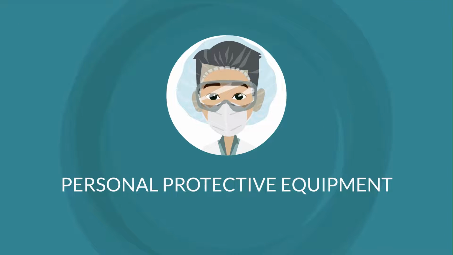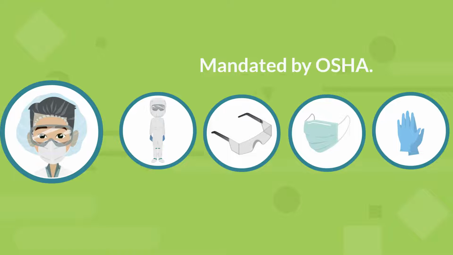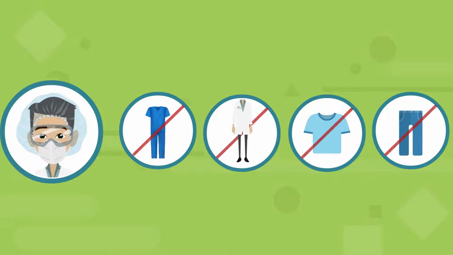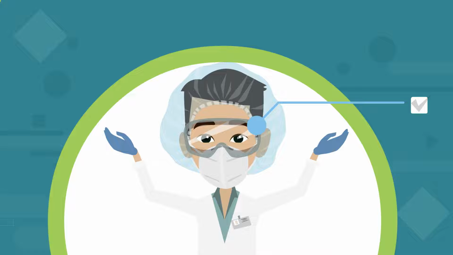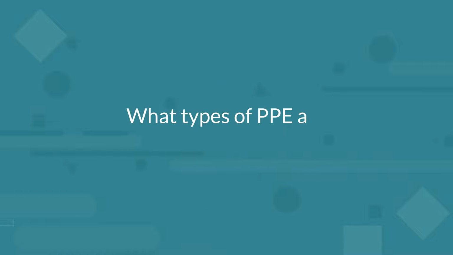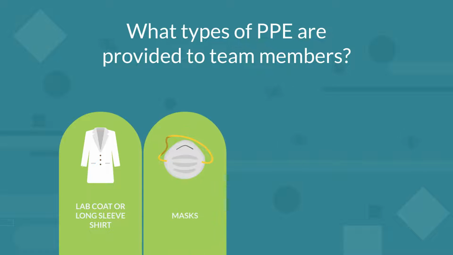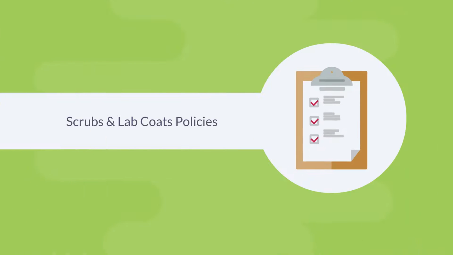Personal protective equipment. Wearing gloves, surgical masks, protective eyewear, and protective clothing is mandated by OSHA. Uniforms, scrubs, pants, and shirts are not intended to protect against a hazard and are not personal protective equipment. PPE is intended to protect the skin and mucous membranes of the eyes, nose, and mouth from exposure to blood and OPIM. What types of PPE are provided to team members? A lab coat or long sleeve shirt, masks, eyewear or shields, gloves.